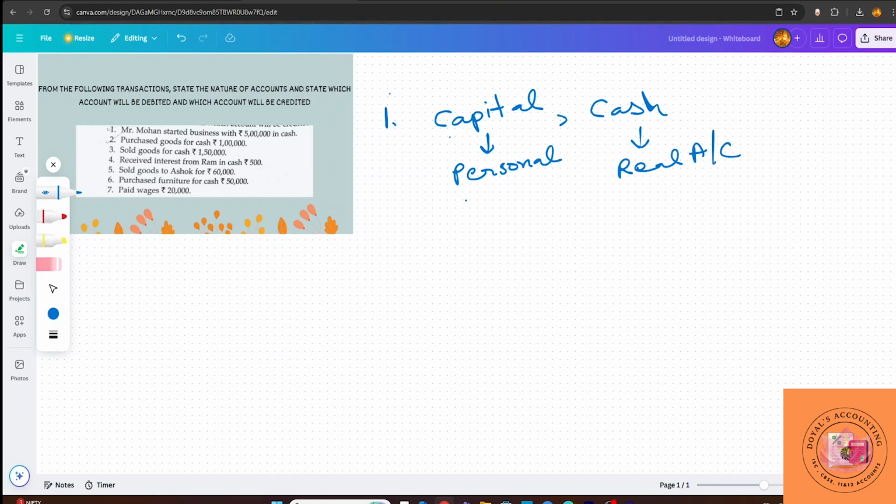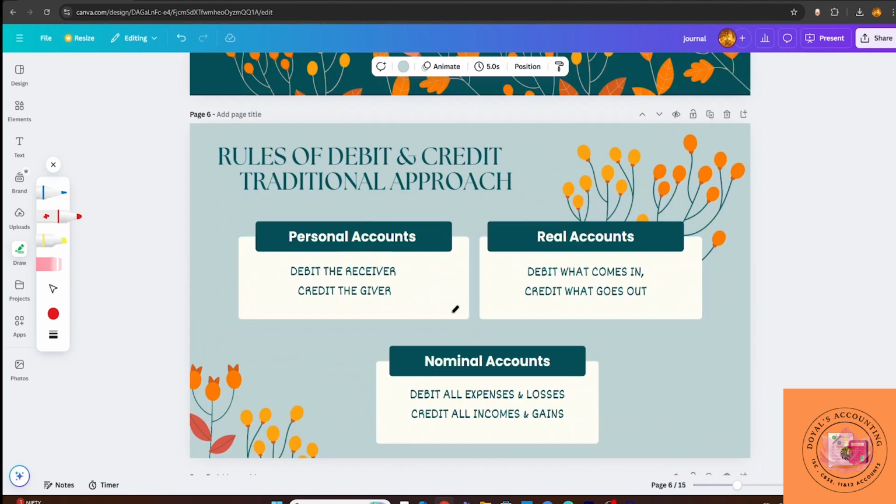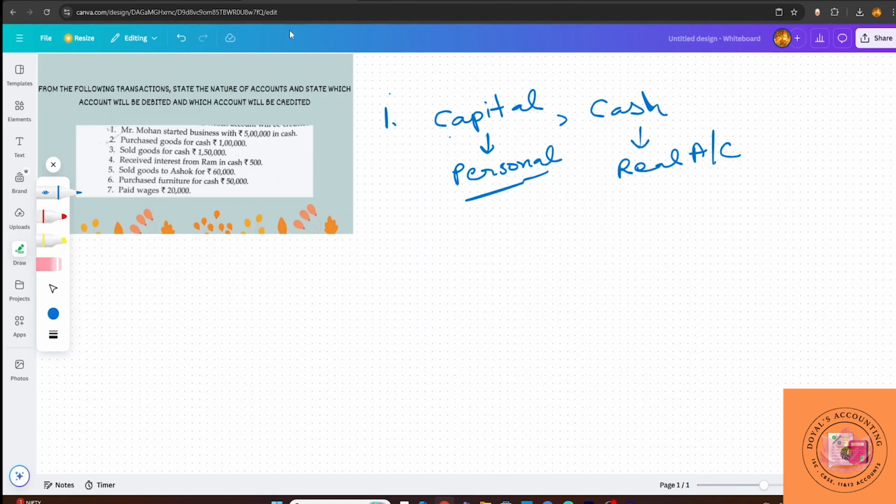And what is the rule for personal accounts? Debit the receiver, credit the giver. That is the rule for a personal account. Now, here, who is giving the money? Mohan is giving the money, and he is giving capital to the business. So capital will be credited.